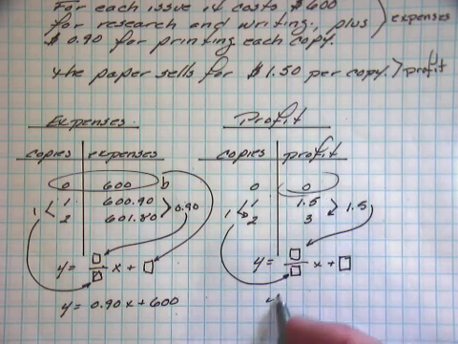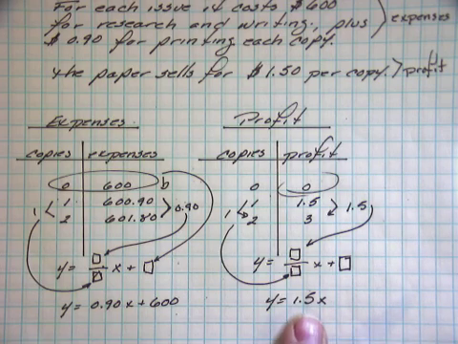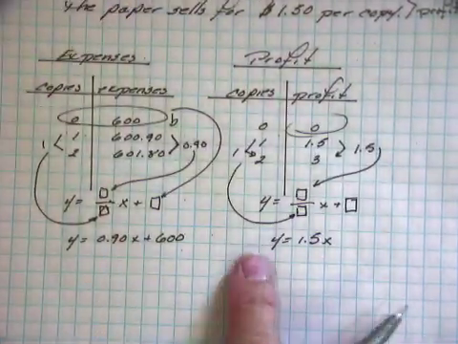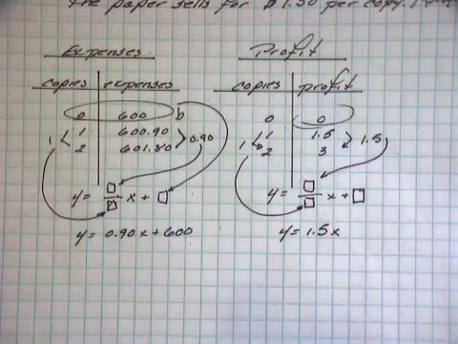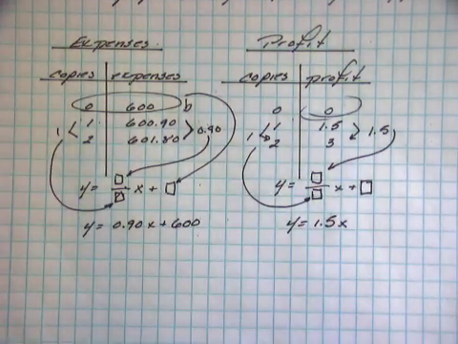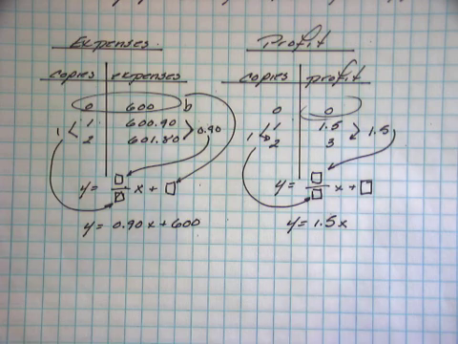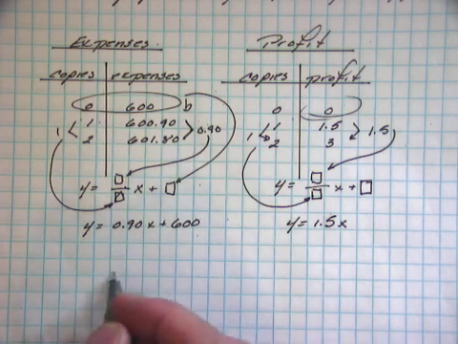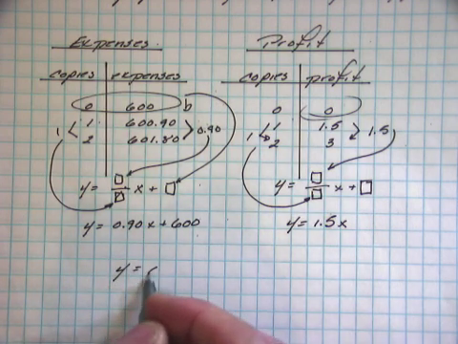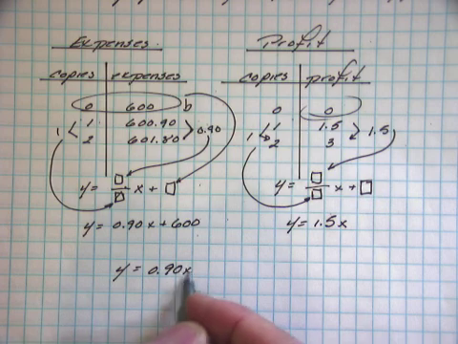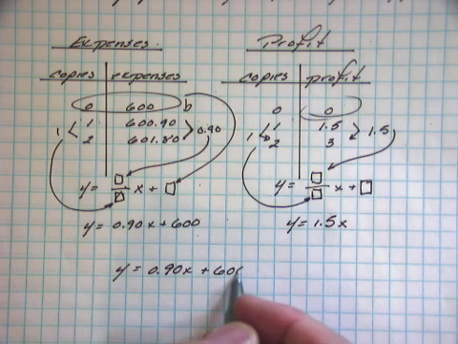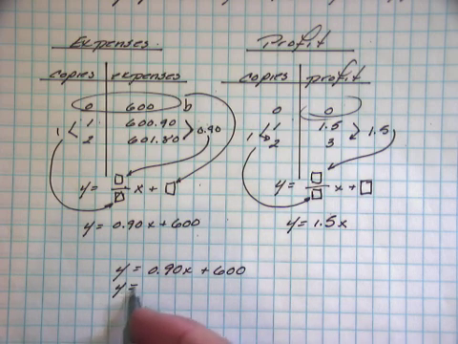This $1.50, that's your change in the y values. This 1, that's your change in the x values. And there is no b value. Okay, so you get y equals 1.5x. That's how much profit you make with each copy. So we want to know, when do these two equal each other? That's your break-even point. That's when the expenses equal the profit, or the profit finally begins to actually make a profit, and it's not just covering what you spent.